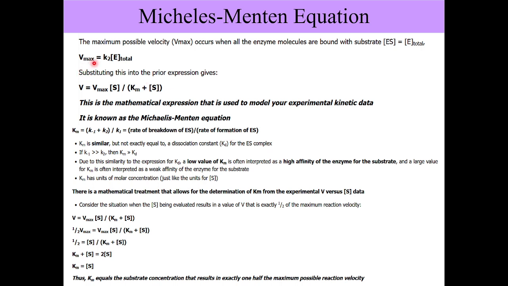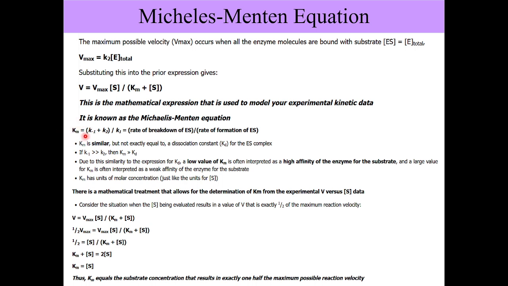Okay. So Vmax is equal to K2 into E total. This is an important formula. So this K2 is nothing but K cat, and you know that K cat is equal to Vmax by E total. This is the formula that we learned for turnover number just a few slides back. So substituting this in the Michaelis-Menten equation, we get this, and this is the mathematical representation that is used to model the experimental kinetic data.